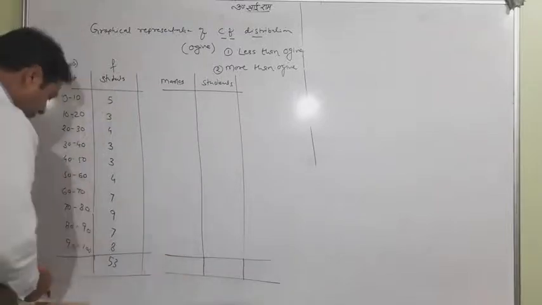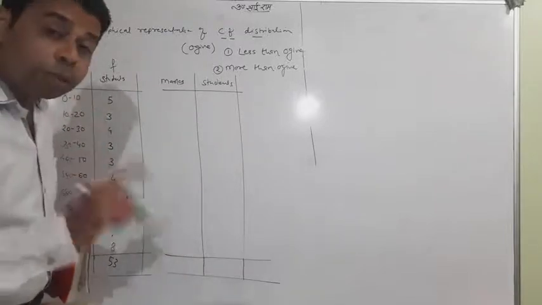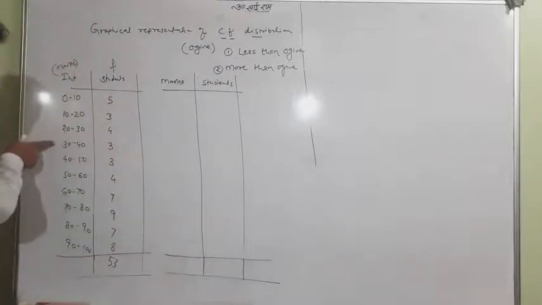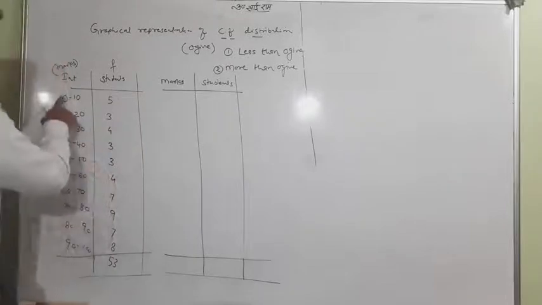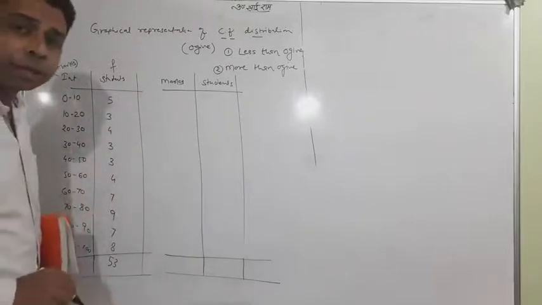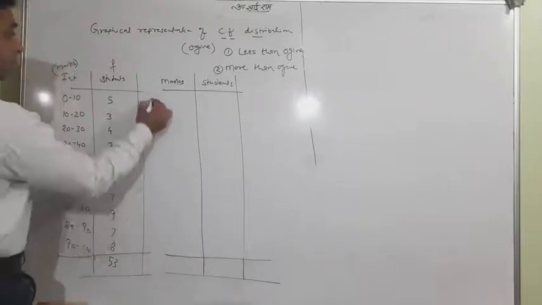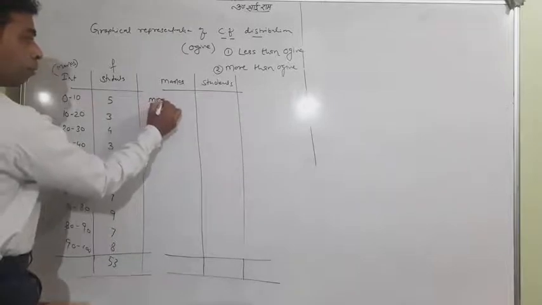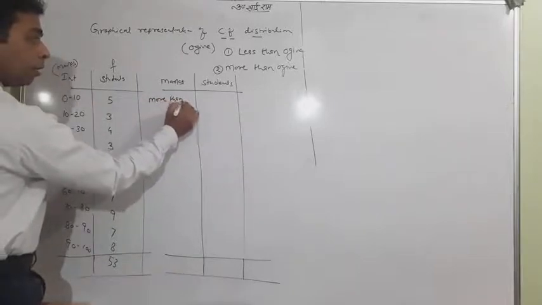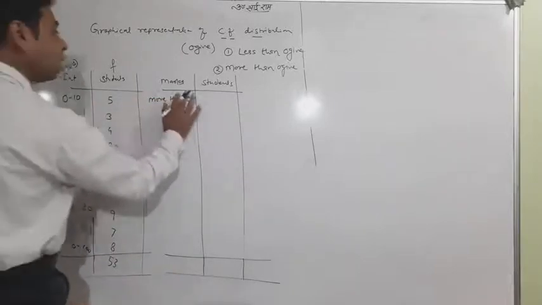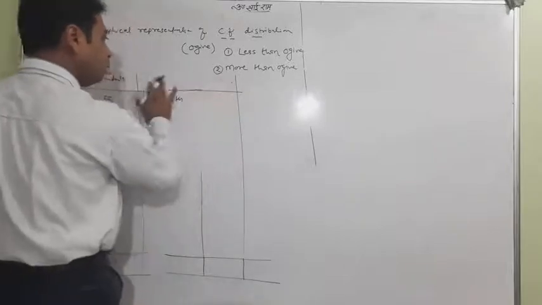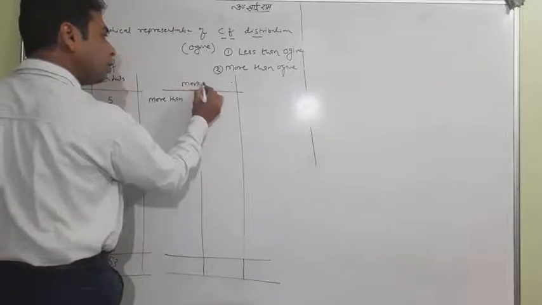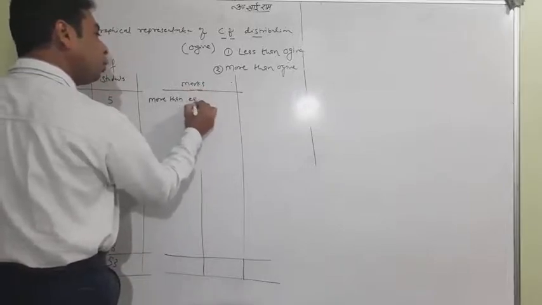So what will I write? In case of more than, always use the lower limit. In case of more than, always use the lower limit. So first of all, I will write more than or equal to 0. Let me take a space here. More than, so it's a mark, more than or equal to 0.